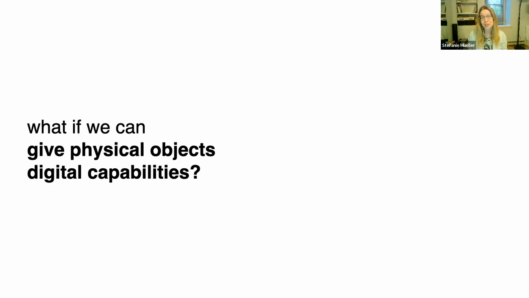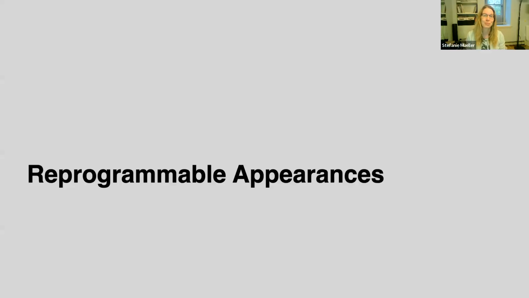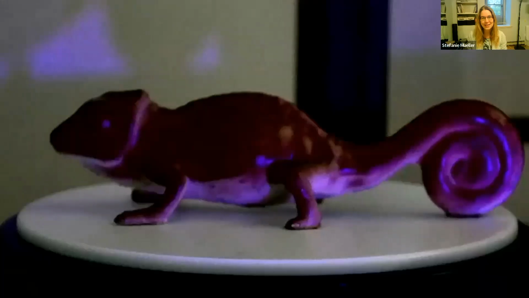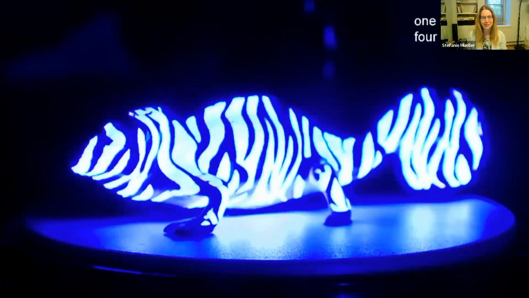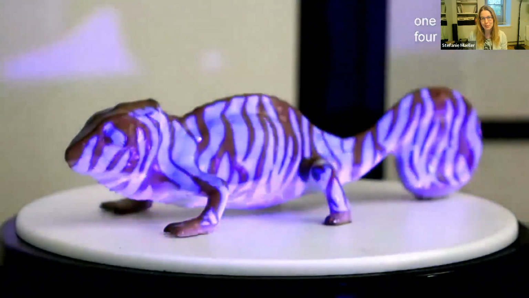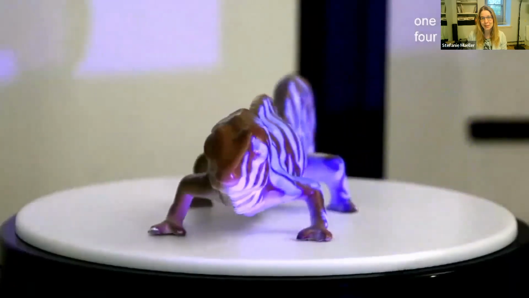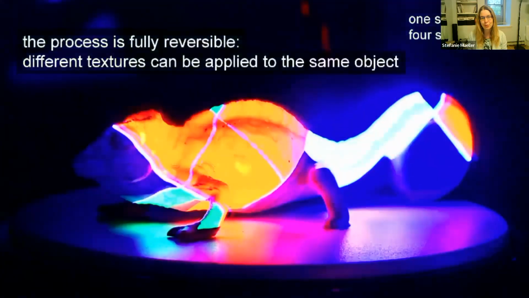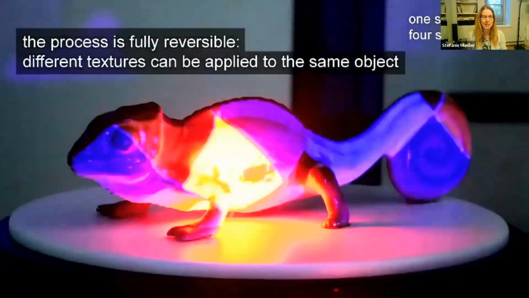So what I want to do today is to give you one example of how we can give such digital capabilities to physical objects at the example of reprogrammable appearances. So let me get started on this. Here's one of our research projects. We invented a smart material that we can spray onto any type of object. And then if we expose this object to light from a projector, we can reprogram its appearance.